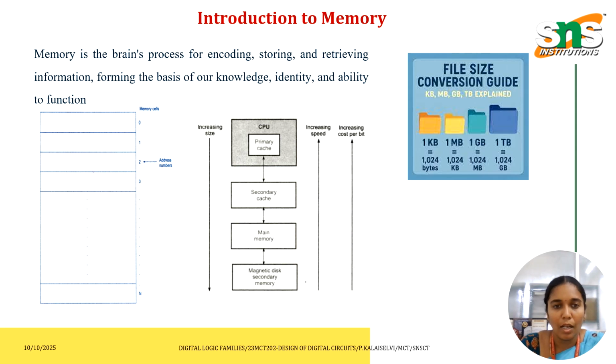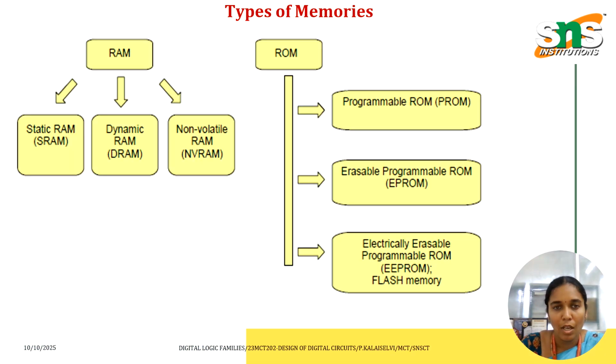We have primary memory and then secondary memory. We are focusing only on primary memory, that is RAM and ROM. These are the types of RAM and ROM. RAM consists of three types, that is static, dynamic and non-volatile RAM. ROM is PROM, EPROM and EEPROM likewise. Random access memory is a temporary memory, while ROM is a permanent memory. That is the key difference.